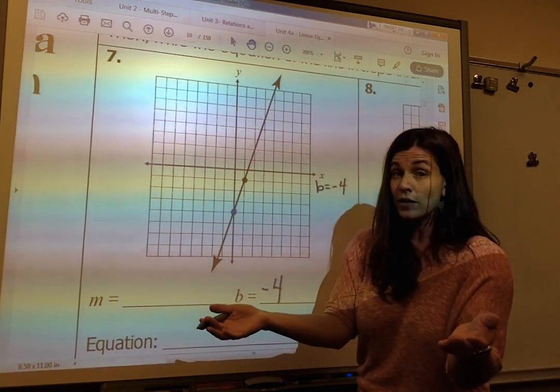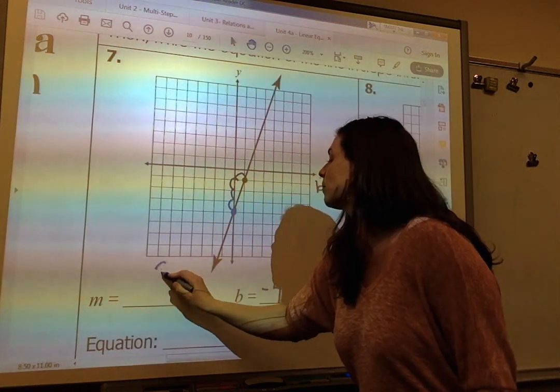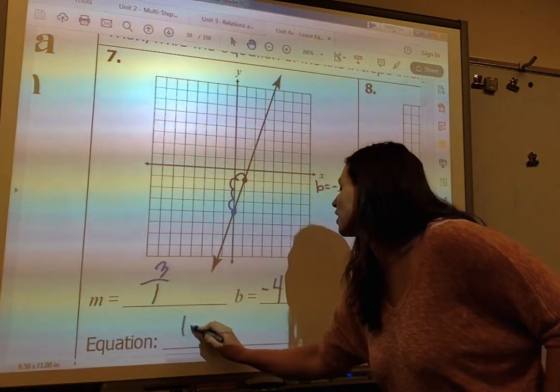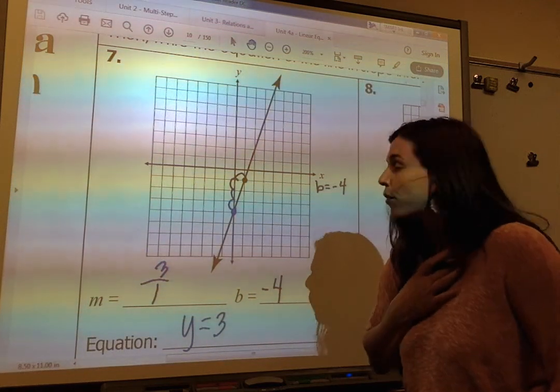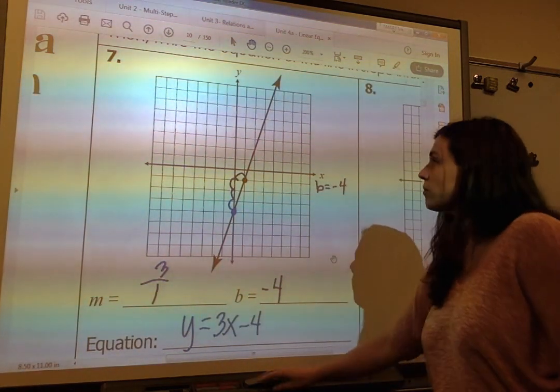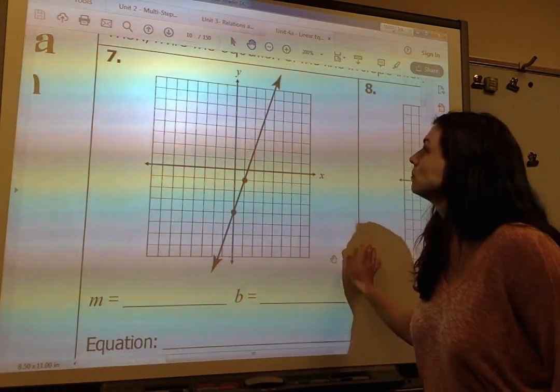And I already know how to find slope. Slope is positive 3 over 1. So my slope is 3 over 1. So my equation then is just going to be y equals 3. I could put 3 over 1. I'm just going to put 3. So y equals 3x minus 4. Okay, let's try another one.